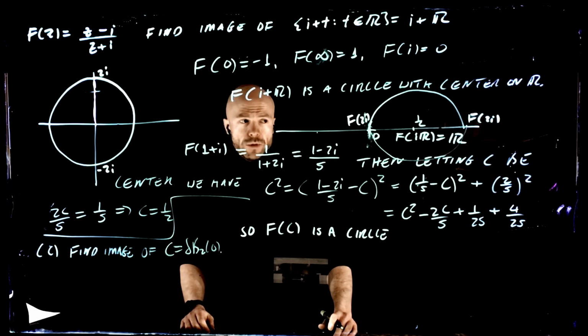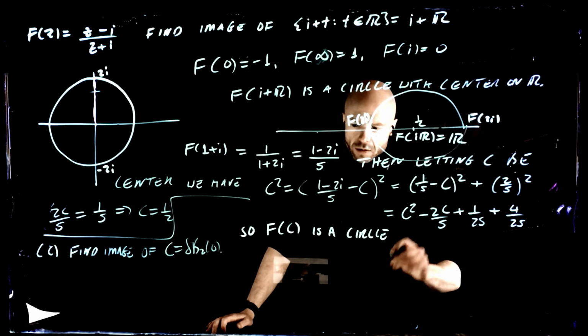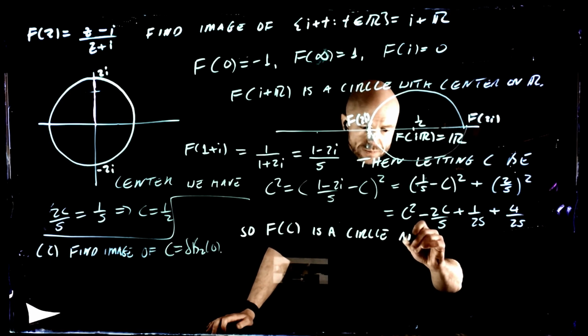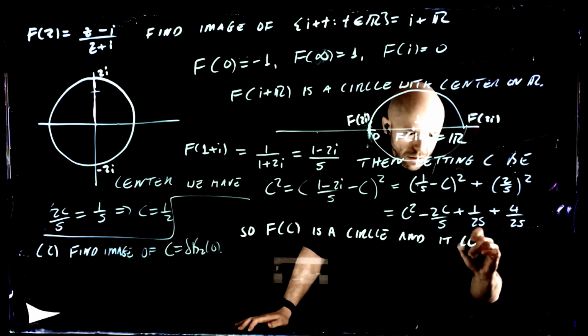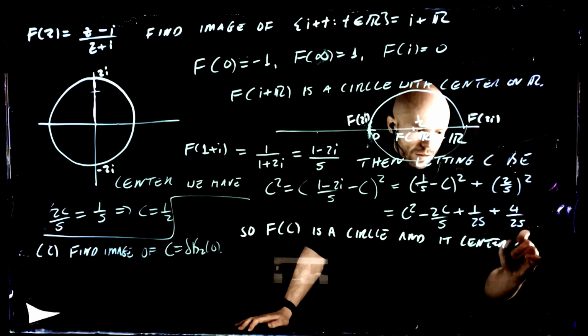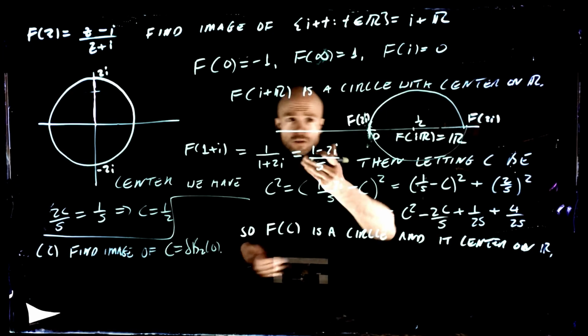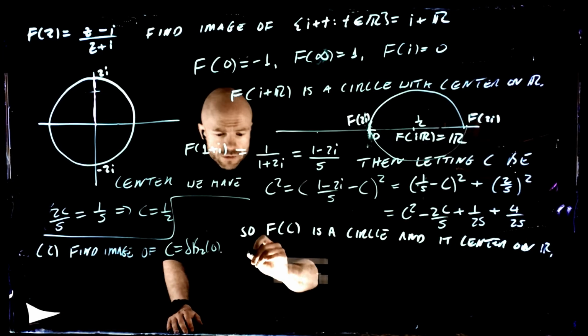Yeah, then halfway in between them is the center, and the center's in the real line too. So this is a circle, and it's centered on the real line, and it's exactly halfway between these 2 points, so we can just find what these 2 points are.